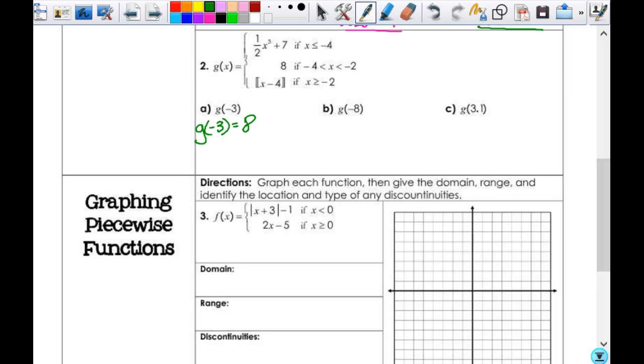The first one, because negative 8 is less than or equal to negative 4. So g of negative 8 is equal to 1/2 times negative 8 cubed plus 7. All right, so I'm going to give you a second. I want you to get to that. You can find g of negative 8 on your own.